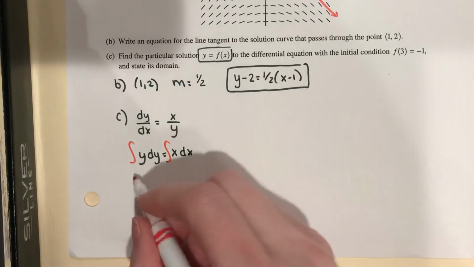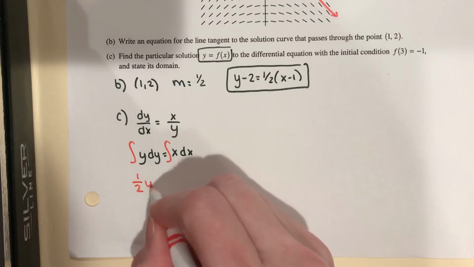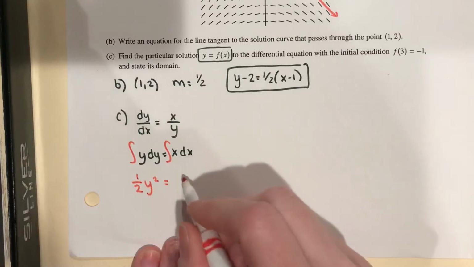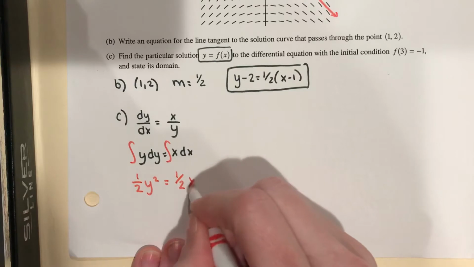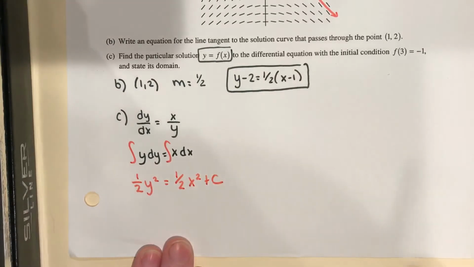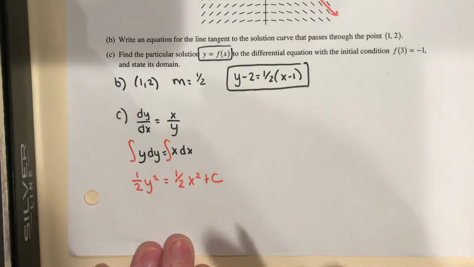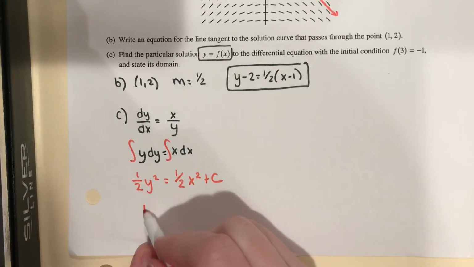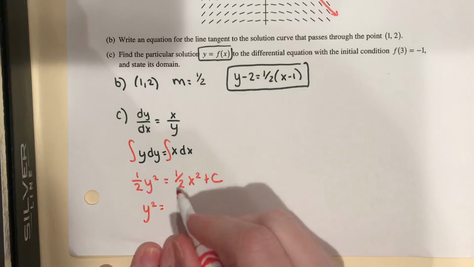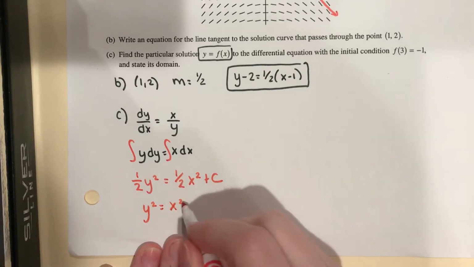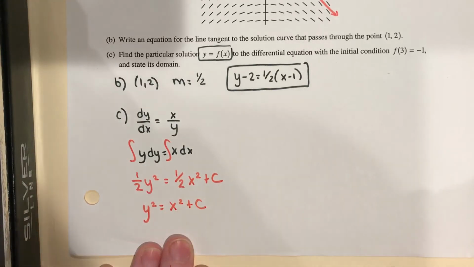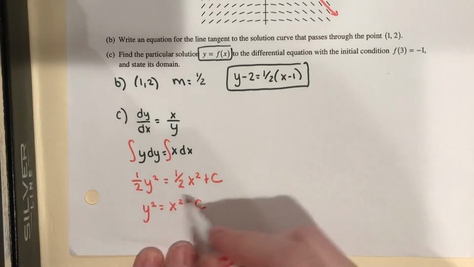Next, I'm going to take the integral of both sides. So the integral of y is 1/2 y squared. The integral of x is 1/2 x squared plus c. Now at this point, I'm going to solve for y. So I'm going to multiply by 2 next. So y squared equals x squared plus c. And I'm going to take the square root of both sides.